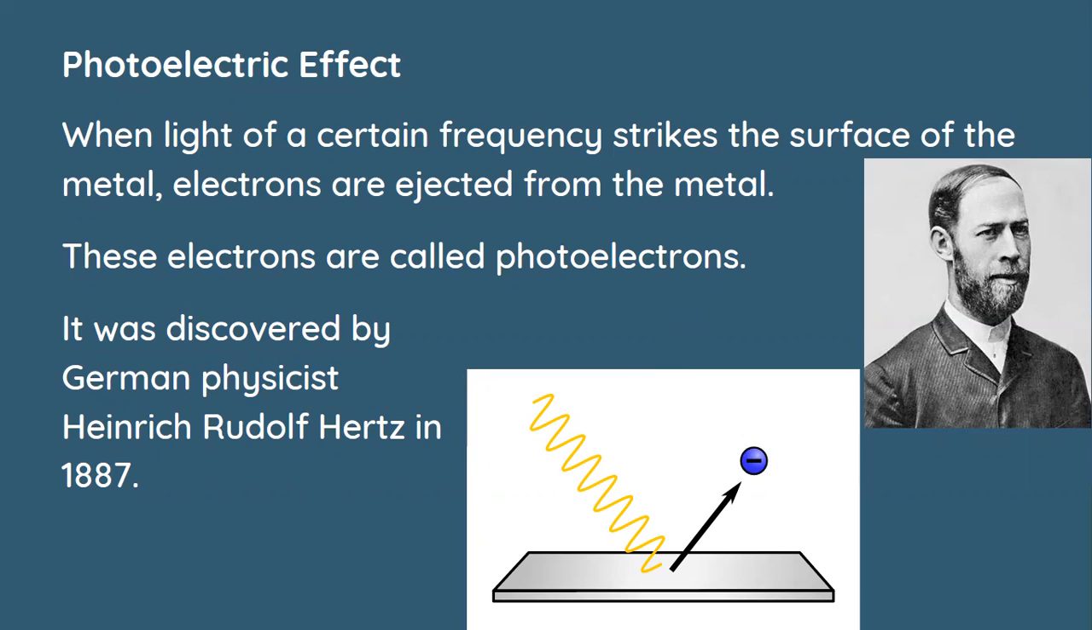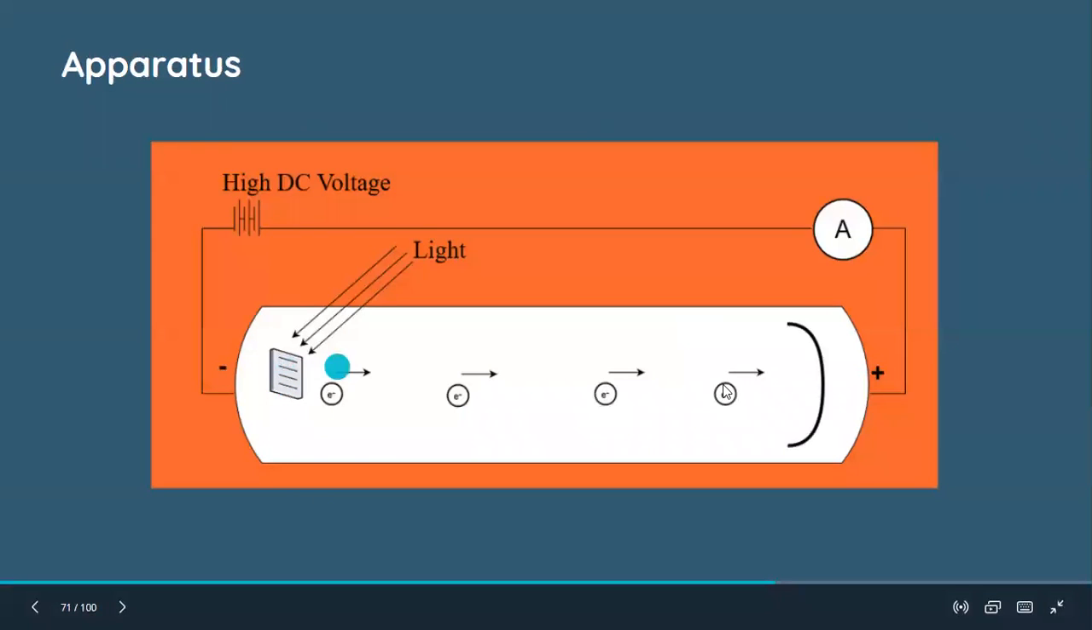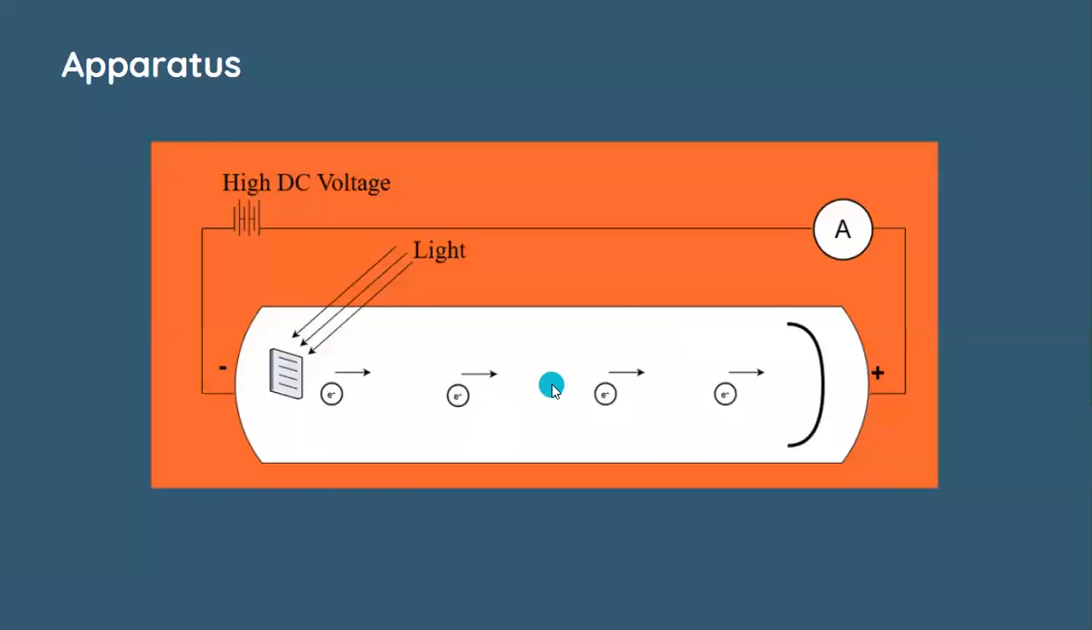This is the apparatus he used. First, you have an evacuated cell with two electrodes, and the metal which is showing the photoelectric effect is made the negative electrode. When light hits the metal, electrons are ejected out, and this leads to the completion of the circuit, and that's how they figured out that electrons were ejecting out in the first place. And so you have an ammeter.